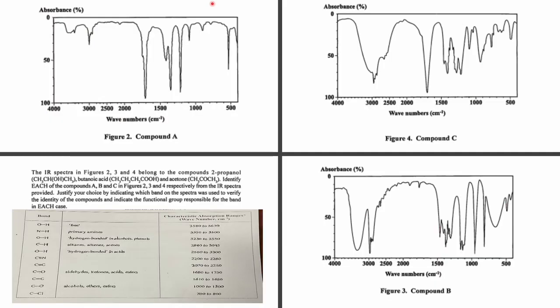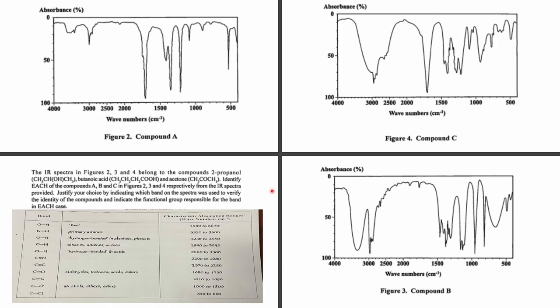So now that we've recapped some of the basics, we're going to look at the question that I did in class. The question reads: the IR spectra in figures 2, 3, and 4 belong to the compounds 2-propanol, an alcohol, butanoic acid, a carboxylic acid, and acetone, your ketone. Identify each of the compounds A, B, and C in figures 2, 3, and 4 respectively from the IR spectra provided. Justify your choice by indicating which band on the spectra was used to verify the identity of the compounds and indicate the functional group responsible for the band in each case.